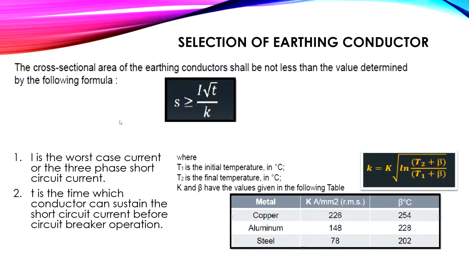Or if we know the value of the transformer, we can get the short circuit current, over K, where K is a coefficient. How to get the K? This K is equal to another constant K, sometimes called alpha, times the square root of ln of (T2 plus beta) over (T1 plus beta). According to the metal, whether copper, aluminium or steel, we have the constant K, which is in ampere per millimeter square, and we have the coefficient beta in Celsius, okay? This K, or alpha, is given in this table. According to copper we have these values, aluminium these values, steel these values, and so on. It is a large table.